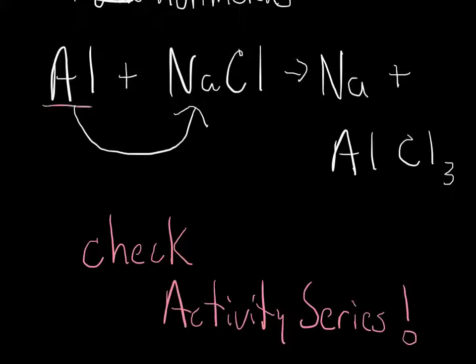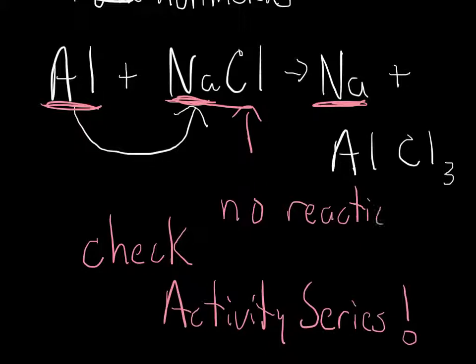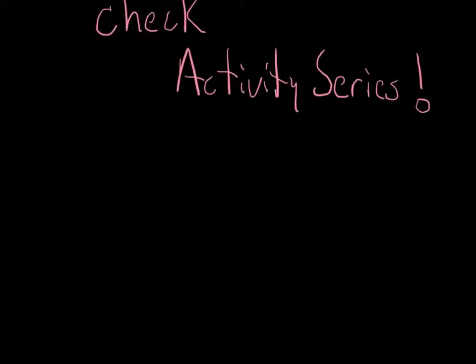So who will win in a fight between aluminum and sodium trying to win the chloride here? We look to our activity series and we see sodium's actually higher on the activity series. So if sodium's higher on the activity series, that means it will win this fight. And if it wins that fight, that means that when aluminum and sodium chloride come together, there is actually no reaction. So we always have to check to see whether or not that single element will replace the other one. If it's higher up in the activity series, then it will be able to replace that element.